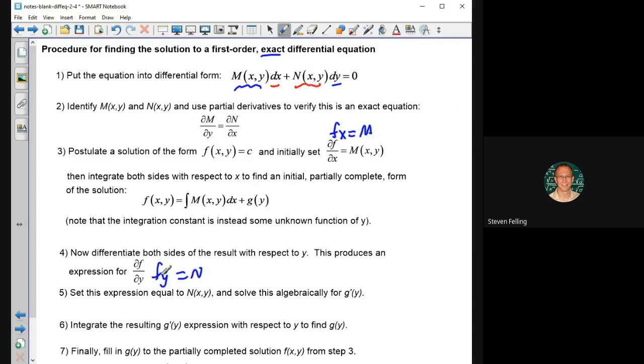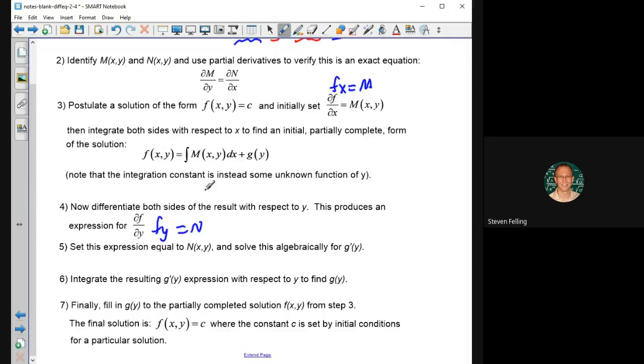And then we take the antiderivative and solve for g prime. And then when we finally take the antiderivative of the g prime to find g, we can fill that back into the f that we had, and that will give us a solution.